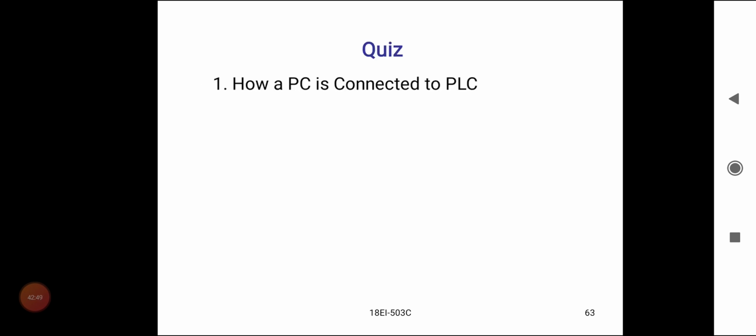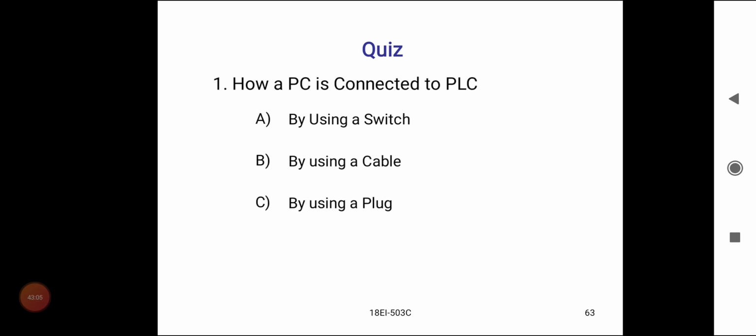Question 1. How is a PC connected to a PLC? A. By using a switch. B. By using a cable. C. By using a plug. D. By using a monitor. The answer is by using a cable. B is the correct answer.